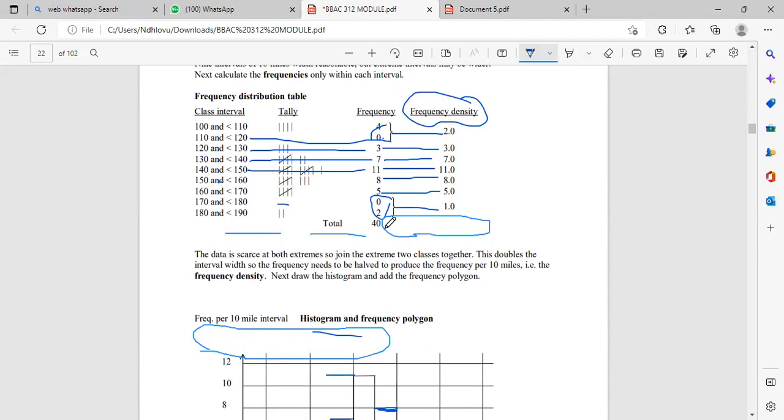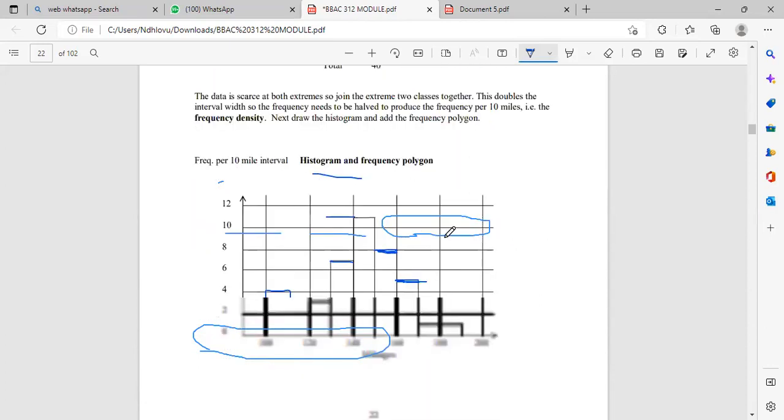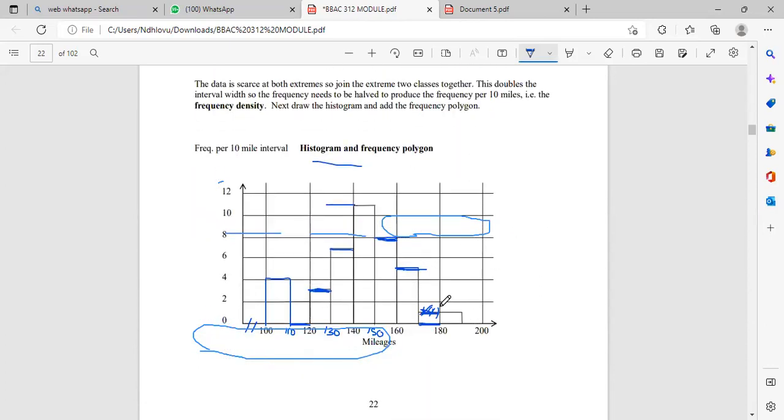So the other one is getting up to 2, 180 to 190. It's getting up to 2. So it's getting from here up to here. All right. So this is how this histogram would have actually been plotted. So the histogram would have actually come through this way. All right. So this is on the histogram aspect.